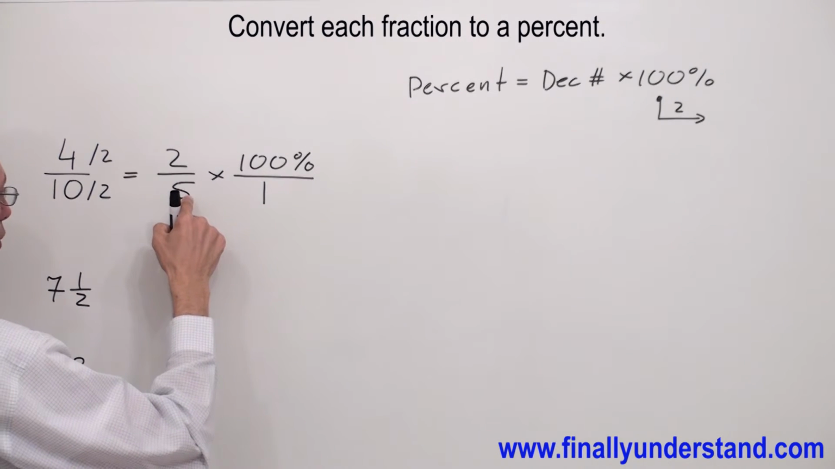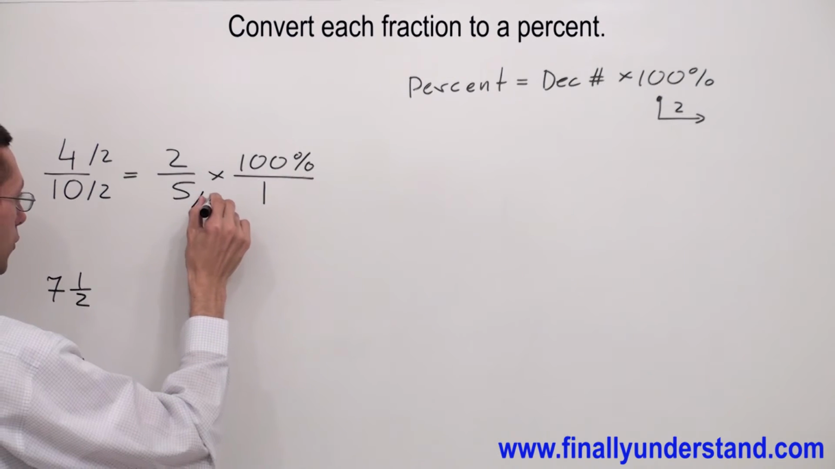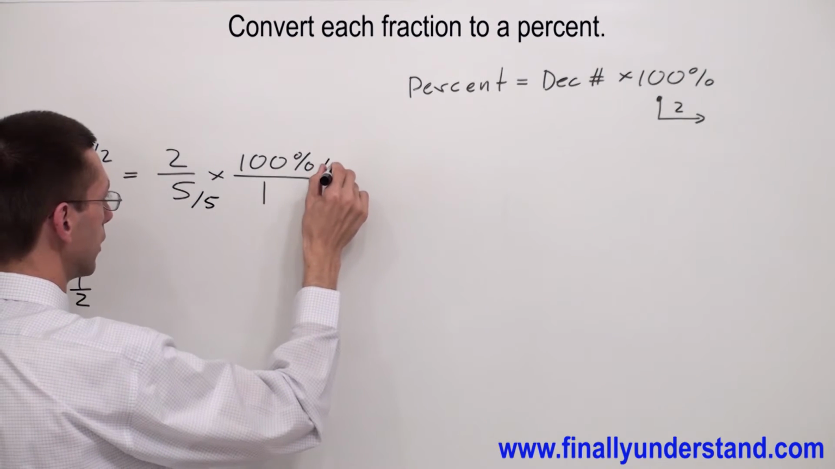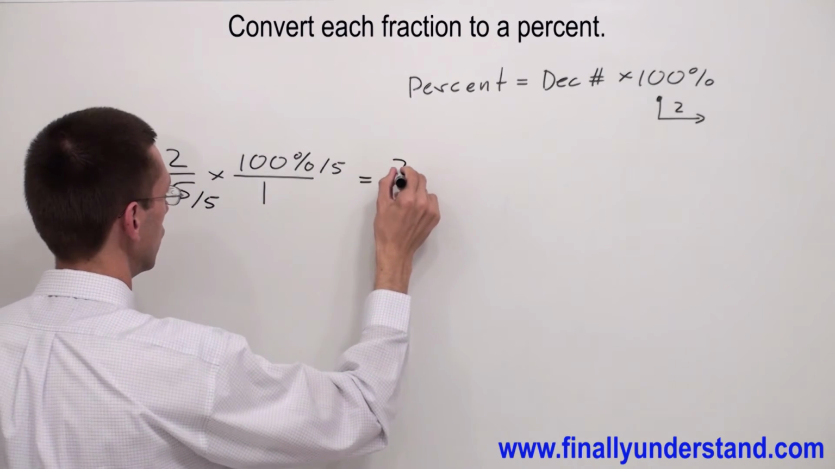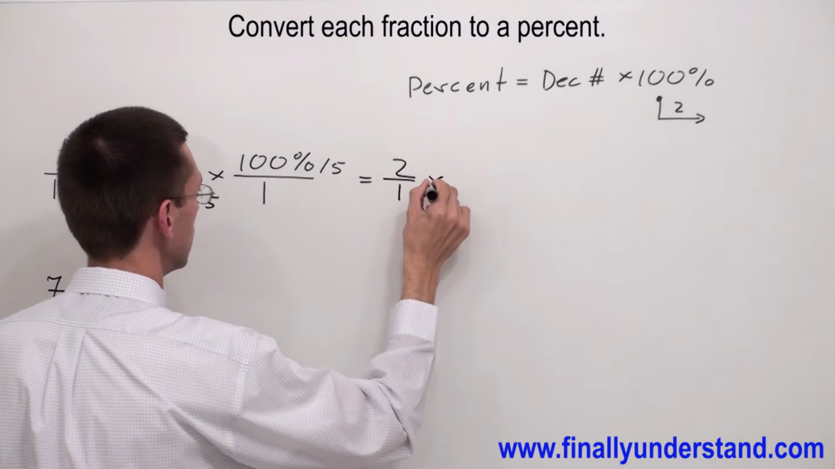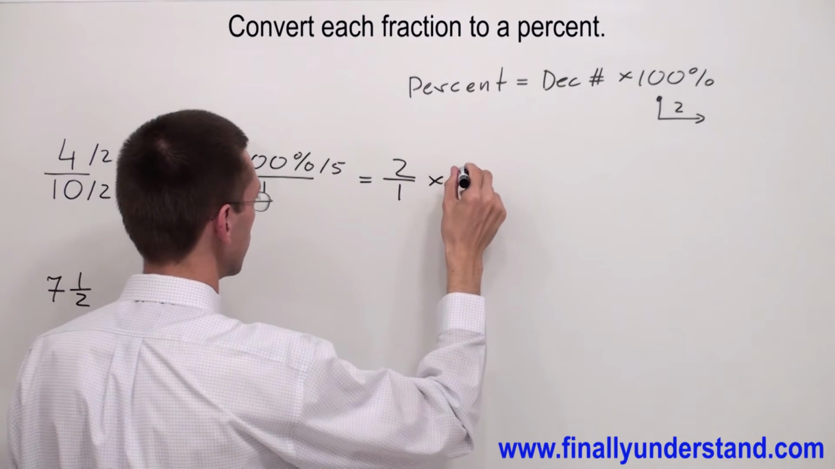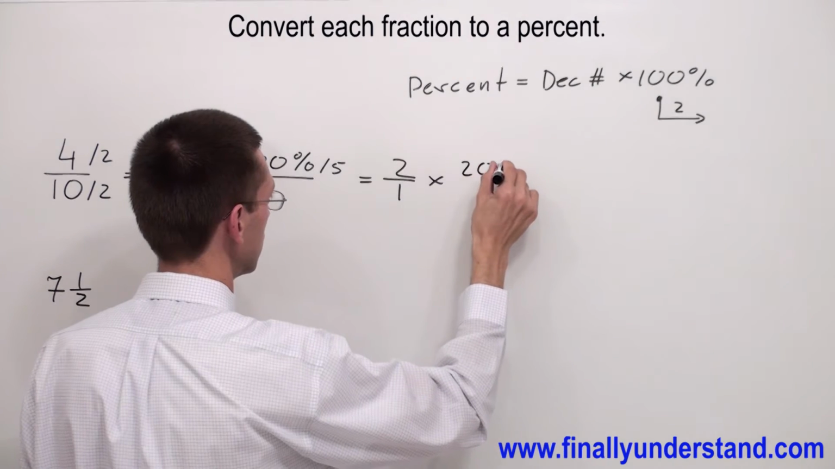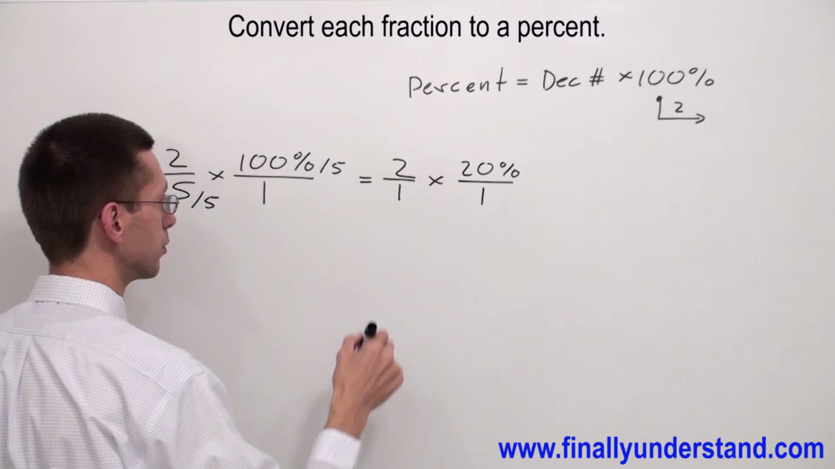Check if you can reduce any denominator with any numerator. So 5 and 100, both of them are divisible by 5. Okay, so that's why I'm going to have 2 over 1 times 100 divided by 5 gives me 20% over 1. Now I can perform the multiplication.